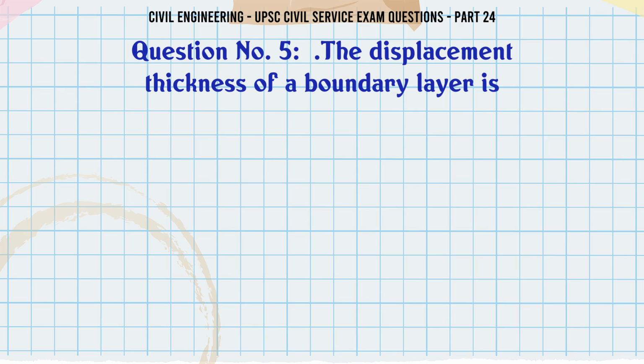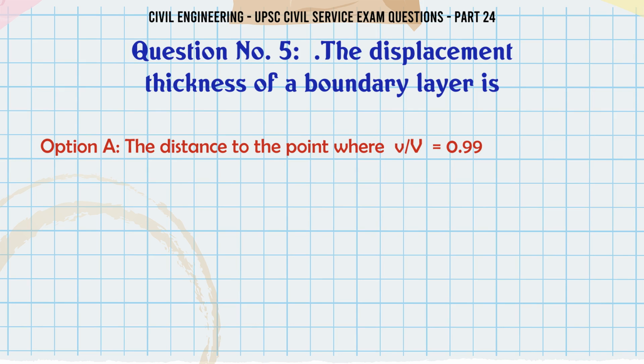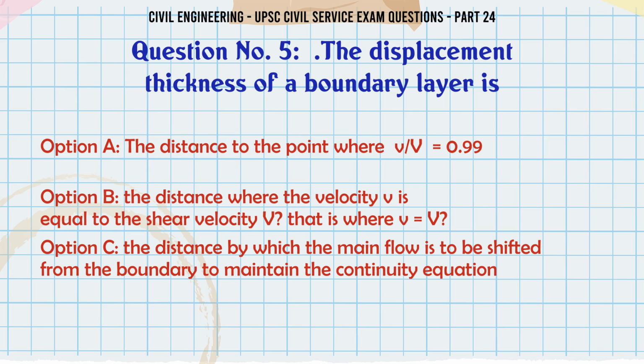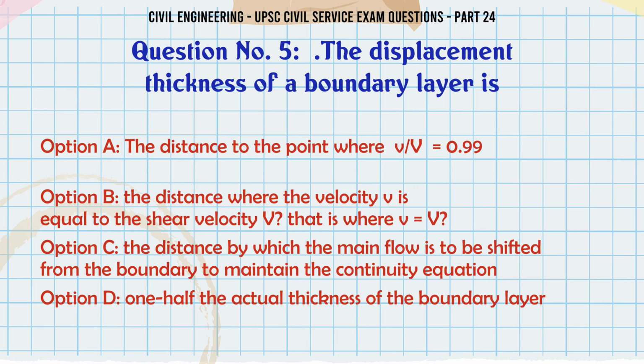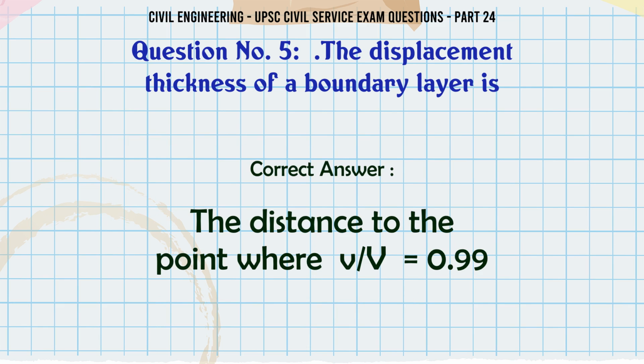The displacement thickness of a boundary layer is: A, the distance to the point where V/V0 = 0.99. B, the distance where the velocity V is equal to the shear velocity V*. C, the distance by which the main flow is to be shifted from the boundary to maintain the continuity equation. D, 1/2 the actual thickness of the boundary layer. The correct answer is the distance to the point where V/V0 = 0.99.